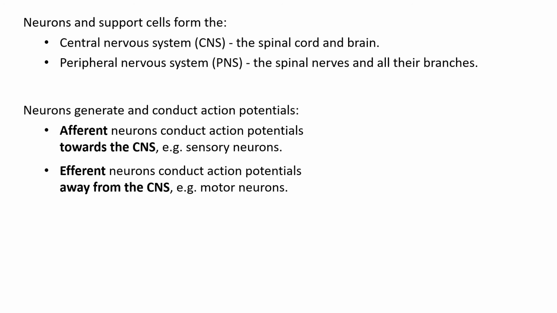Afferent neurons conduct action potentials towards the central nervous system. So this is our sensory nervous system, really. This is feeding in to the central nervous system, whether that be the spinal cord and or the brain. Efferent neurons are the ones that conduct action potentials away from the central nervous system. So generally we're talking about motor neurons. They're sending signals out from the brain or from the spinal cord to the rest of the body. So afferent in, efferent out.